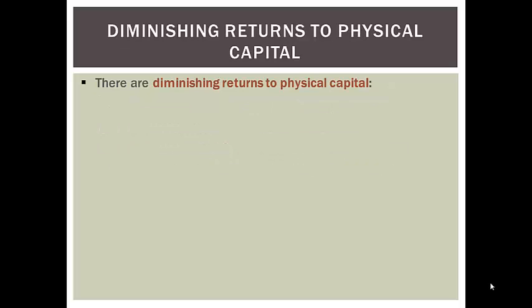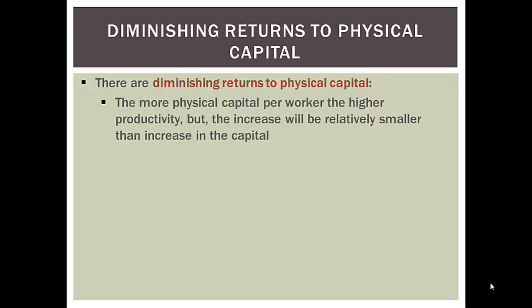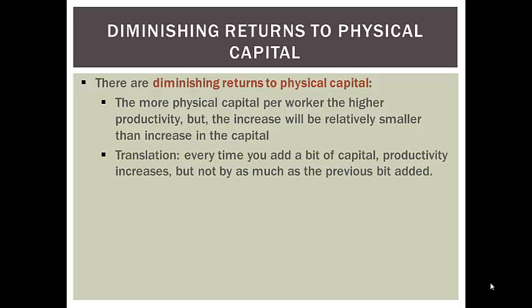The capital has a very interesting property that we call diminishing returns to capital. What does it mean? The more physical capital per worker, the higher productivity. But the increase will be relatively smaller than the increase in the capital. Well, sounds like a complicated way to define this property. Let's try again. Every time you add a bit of capital, your productivity increases. But it's not going to increase by as much as the previous bit added to your productivity.